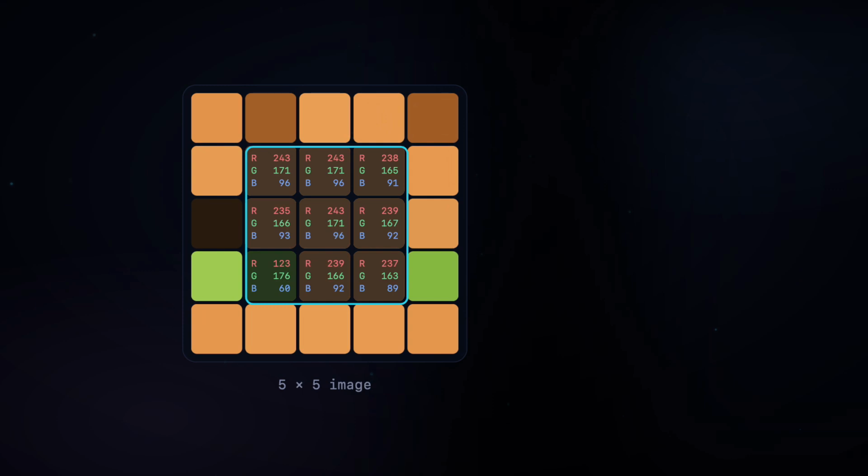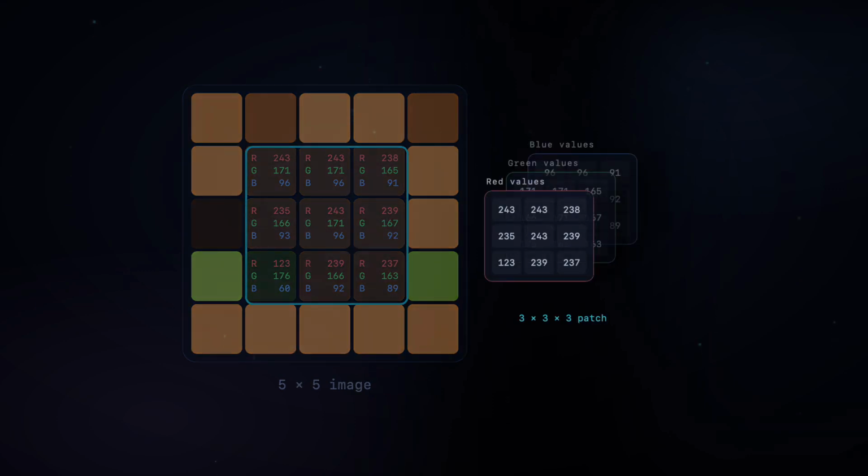We now have a tiny 5 by 5 image. In reality, images are much larger, but keeping it small makes the math easier to see. Every square here is one pixel, and every pixel stores three numbers: red, green, and blue.